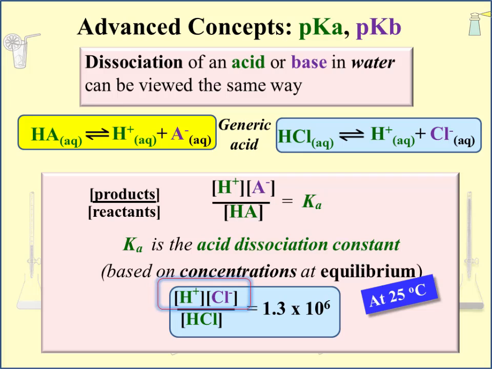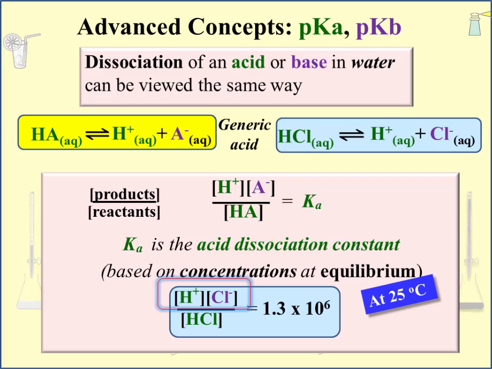Multiplying the concentration of the products together is a larger value than the concentration of the acid. That makes sense when we consider that HCl is a strong acid and will almost completely dissociate into ions. For weak acids, the Ka will be less than 1. The concentration of the acid in the denominator will be much larger than the ions in the numerator.